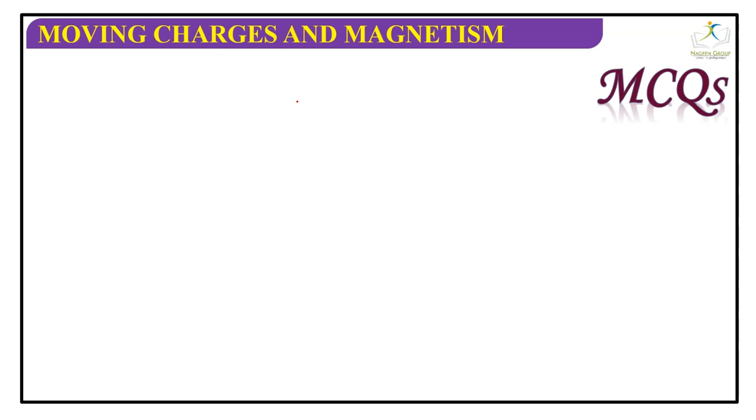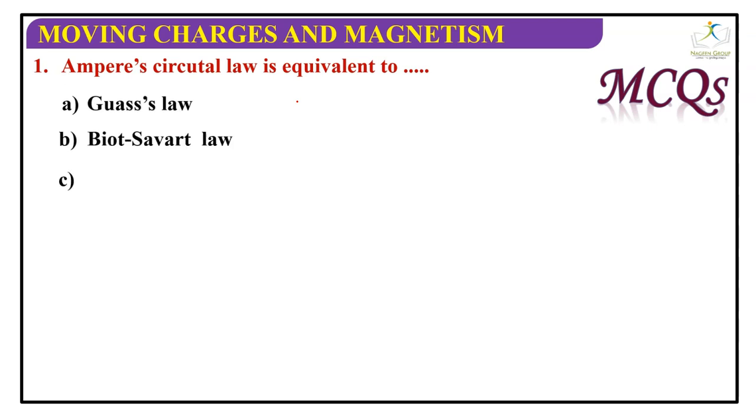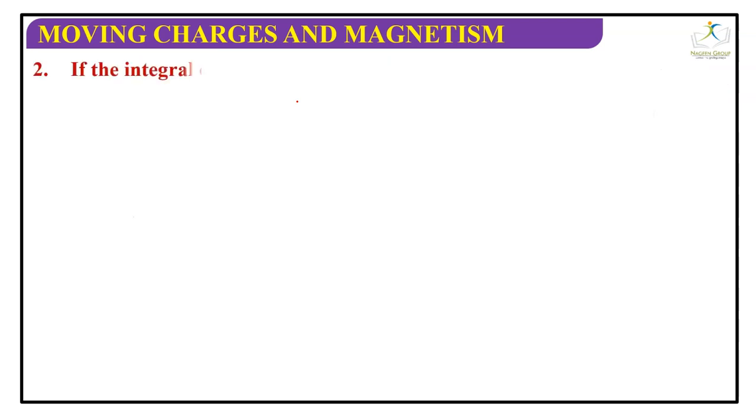Now move ahead with some questions. Ampere's circuital law is equivalent to: Gauss law, Biot-Savart law, Faraday's law, or Lenz's law. So the correct answer is Biot-Savart law.